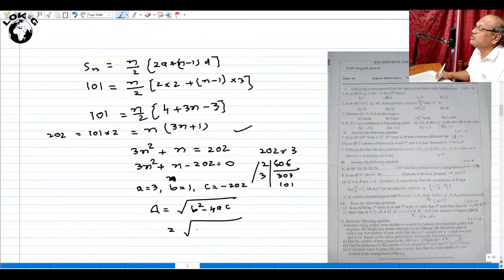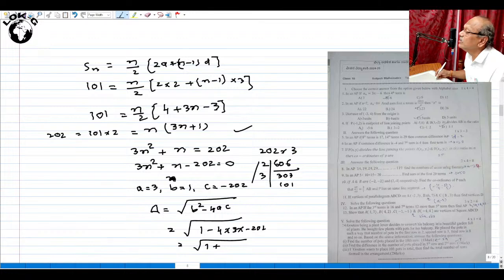What is B square? B square is 1. Minus 4 into A into minus 202. Yes, you can go for it. Root of 1 plus. Do you get a whole number? What is 4AC? 4 threes are 12. 12 into 202 is 2424. You get root of 2425. These will be real, right?